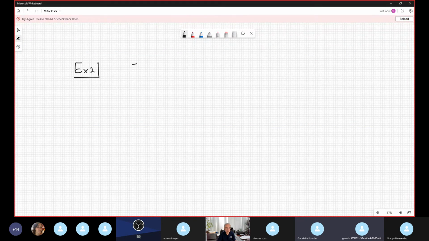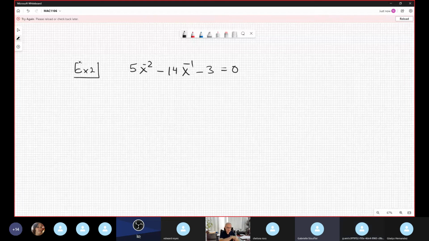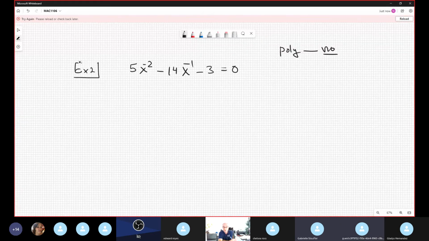Suppose 5x^-2 - 14x^-1 - 3 = 0. Solve this equation. Is this equation polynomial, yes or no? No, it's not polynomial. This is important for the classification, because it's not polynomial, it makes no sense to talk about degree. Degree -2 is impossible.